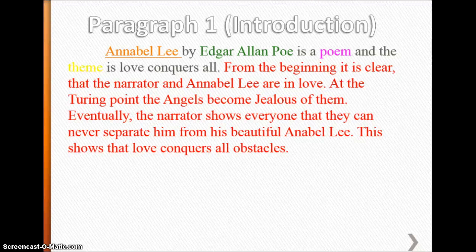Our introductory paragraph states, Annabel Lee by Edgar Allan Poe is a poem, and the theme is Love Conquers All. From the beginning, it is clear that the narrator and Annabel Lee are in love. At the turning point, the angels became jealous of them. Eventually, the narrator shows everyone that they can never separate him from his beautiful Annabel Lee. This shows that love conquers all obstacles.